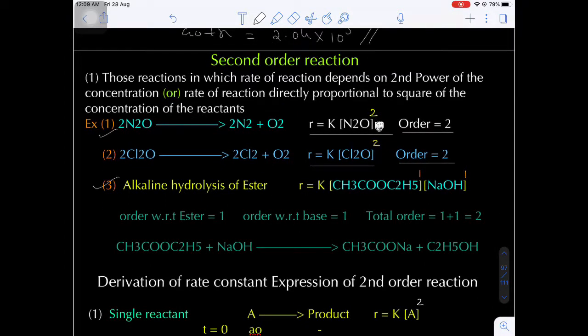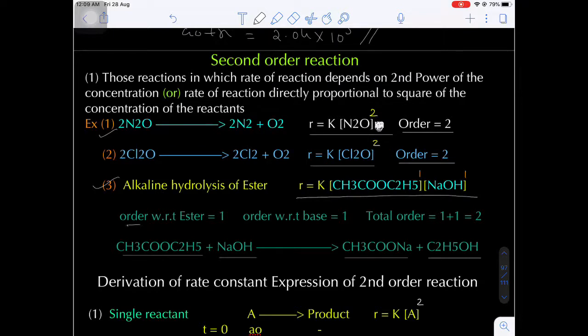And one more example we have, alkaline hydrolysis of ester. Now we know ester, that is ethyl acetate, CH3COOC2H5, and alkaline hydrolysis, that is NaOH, to give the sodium salt of carboxylic acid, that is acetic acid, and alcohol, that is ethyl alcohol. Now if you see the rate expression, that is the rate law, R is equal to K times the concentration of ester and NaOH.